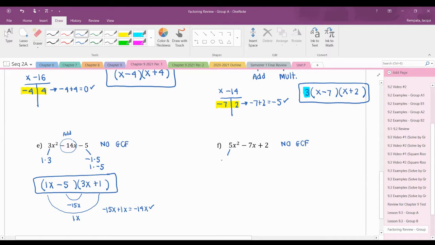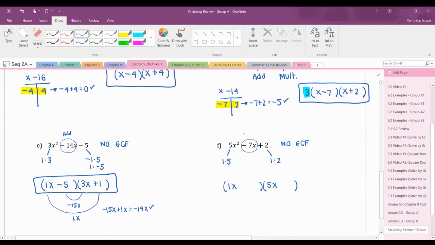So I look at the 5 and I'm asking myself, how do I multiply to 5? Well, that's 1 times 5. So remember, when I'm starting my factoring with my parentheses, I have to have a 1x and I have to have a 5x that starts this process. Then I move to the last number. I need to find numbers that multiply to 2. Well, like we said, that's 1 times 2. But now here's the thing.